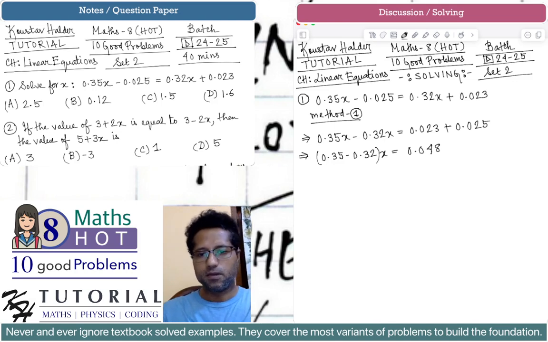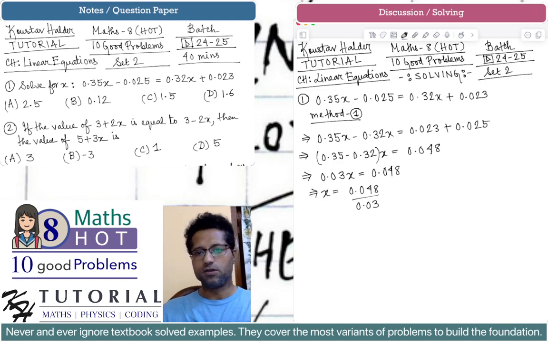Now the LHS 0.35 minus 0.32 becomes 0.03. 0.03x is equal to 0.048. This implies x will be equal to 0.048 divided by 0.03. So we have to now do a division of decimal numbers. Now this will be 0.048.